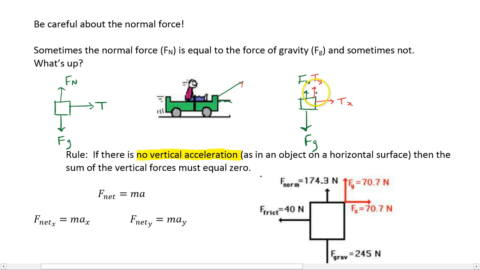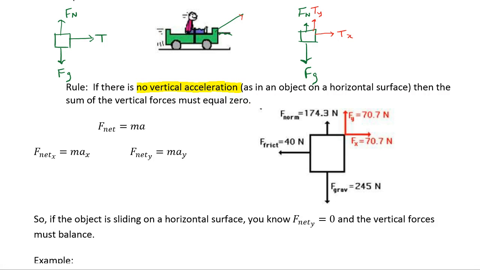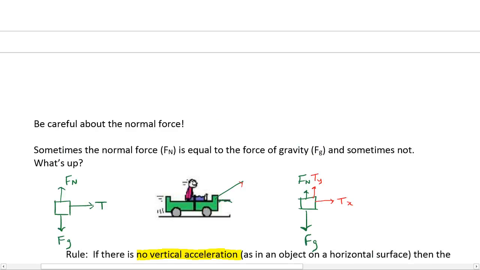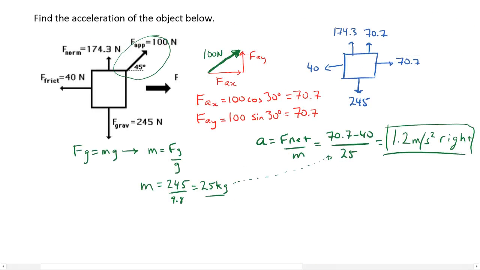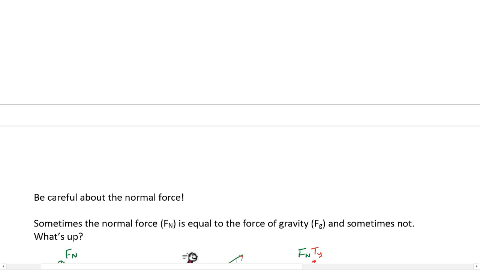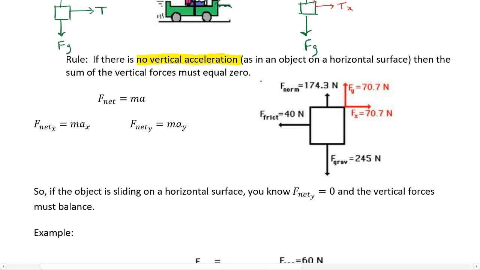Now I can see these two vertical forces added together are going to add up to the force of gravity. So sometimes the normal force is not equal to the force of gravity, and that is one example. So here, I think this is our example from the your turn, the 70.7. See, where was that? Yeah, right here. This is the your turn example, and here's another example where the normal force is not equal to the force of gravity.